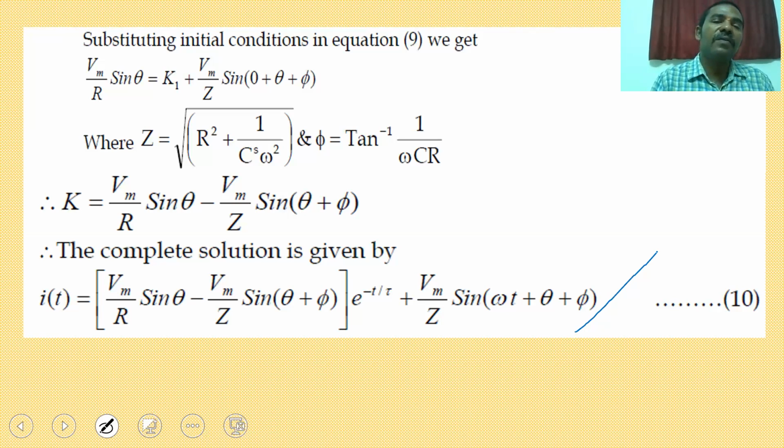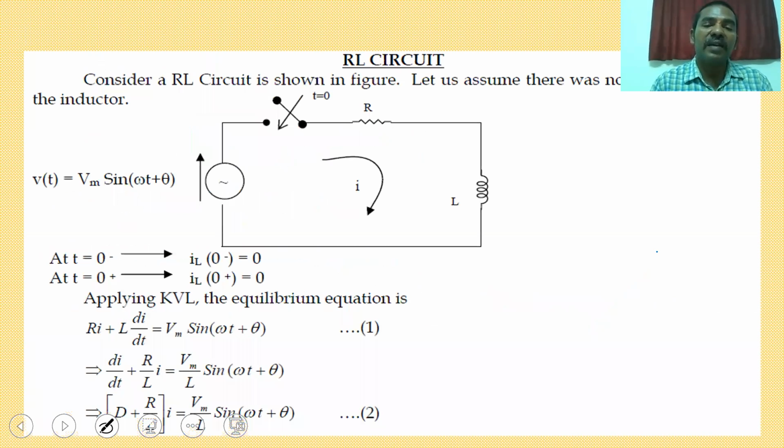Similarly, coming to the RL circuit, here also we have taken the assumption that no inductor current initially appeared due to the previous source. So the inductor is in a relaxed position. R and L are connected in series. I am taking the excitation voltage V of t is equal to Vm sin omega t plus theta. At t is equal to 0, the switch will be closed and a current of I of t amperes will flow through the circuit.